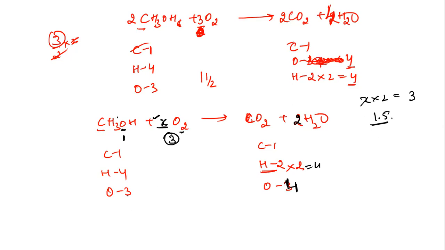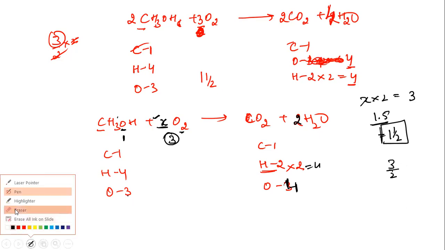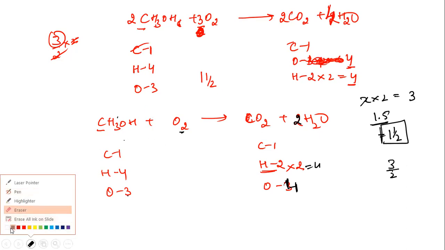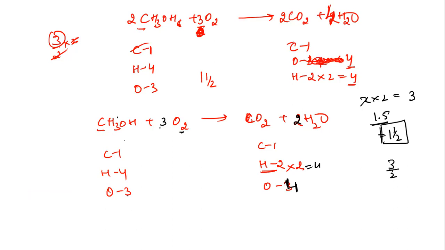1.5 means 1 and a half. Or I can write 3 by 2 also. 3 by 2 is also 1.5 only. So in place of X, I can write 1.5, or I will simply write 3 by 2. Clear? But we know that we can't write a fraction as a mole.